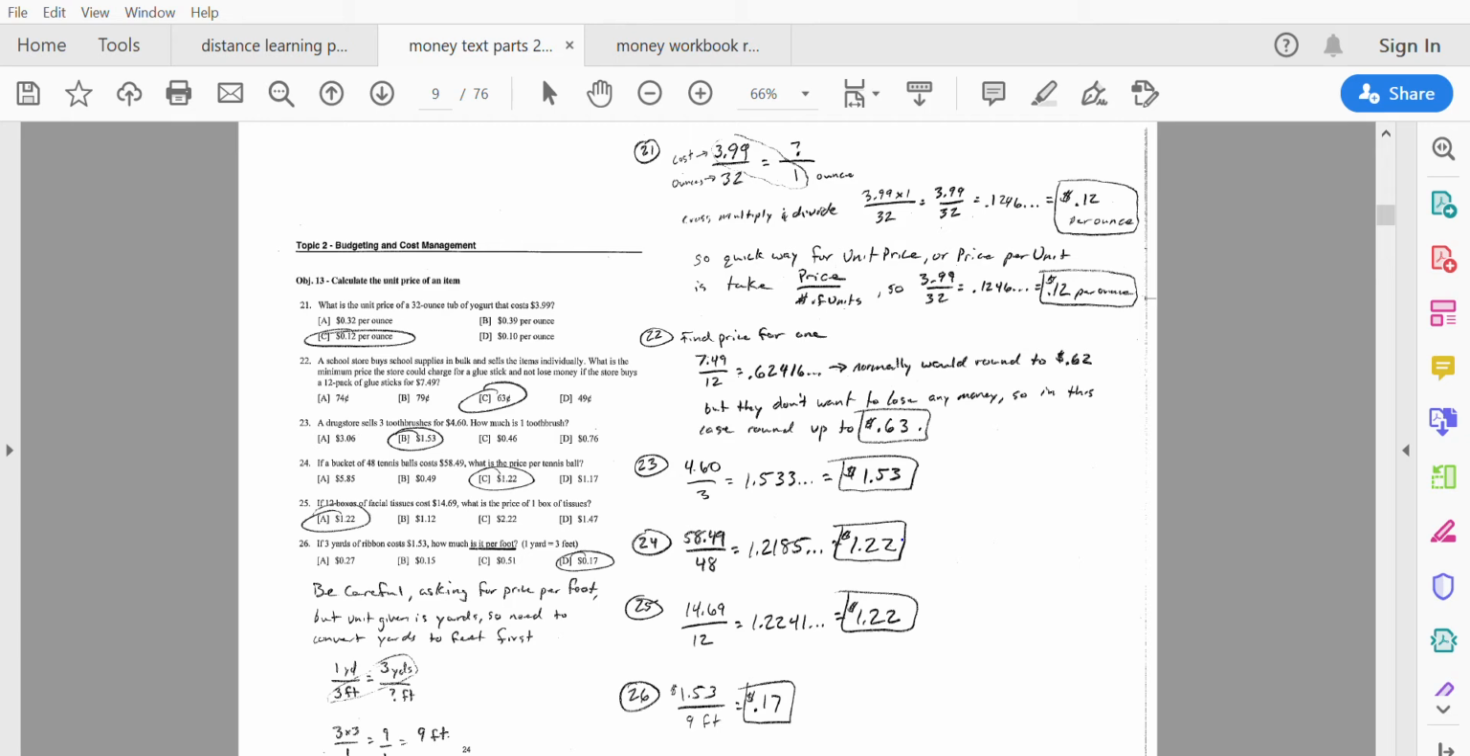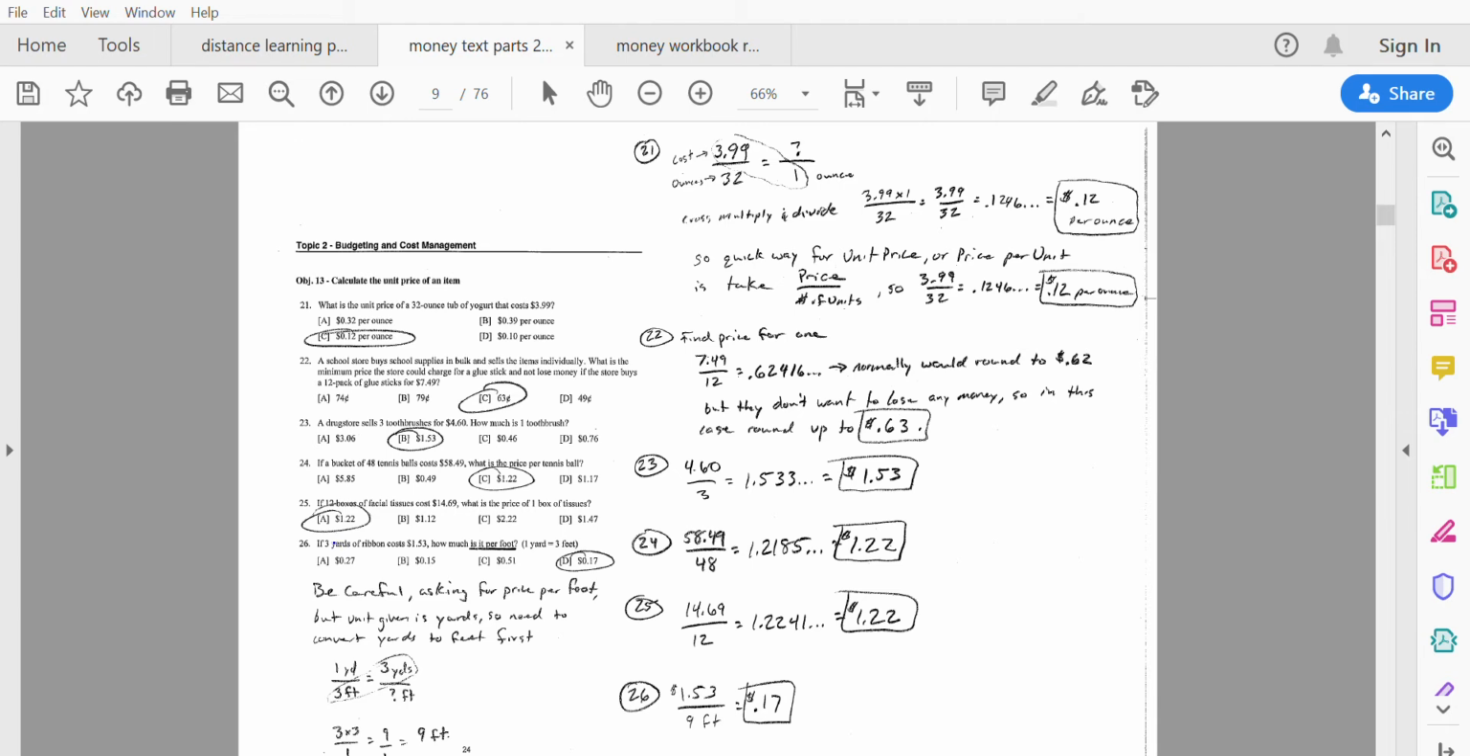26 is really the only tricky one in this objective. It says if 3 yards of ribbon costs $1.53, how much is it per foot? Okay, so the key here is it's price per foot, and they give you a price in yards. So before you take the price divided by the amount you get for that price, you have to put it in the units they're looking for. Some of you, this will be really easy for, otherwise maybe you have to set up a proportion for this. So we need to change yards to feet.